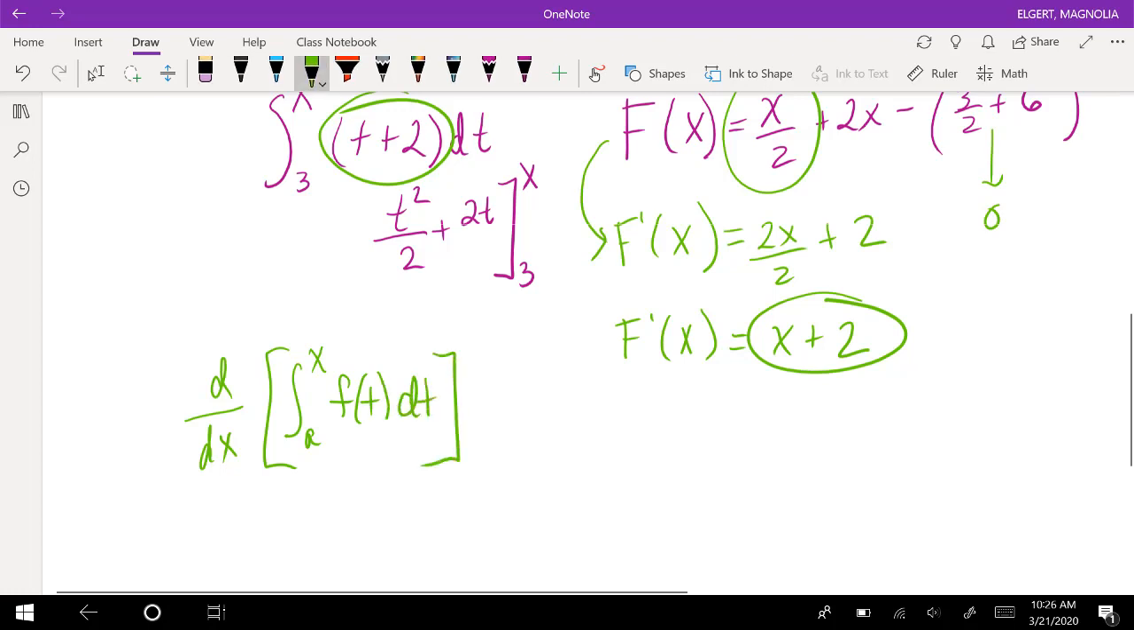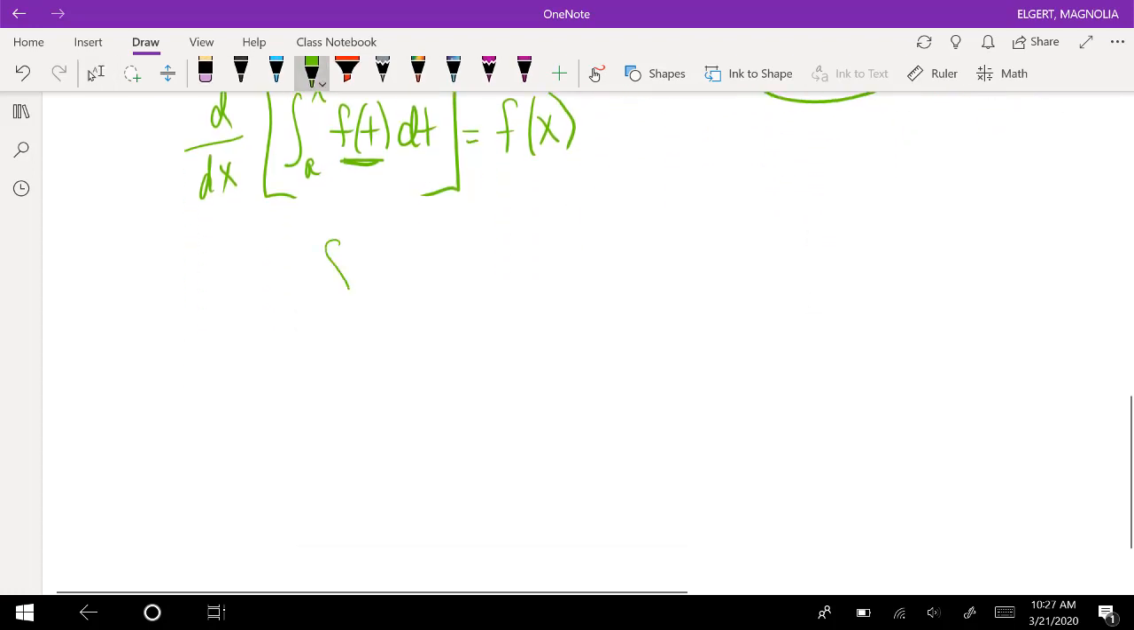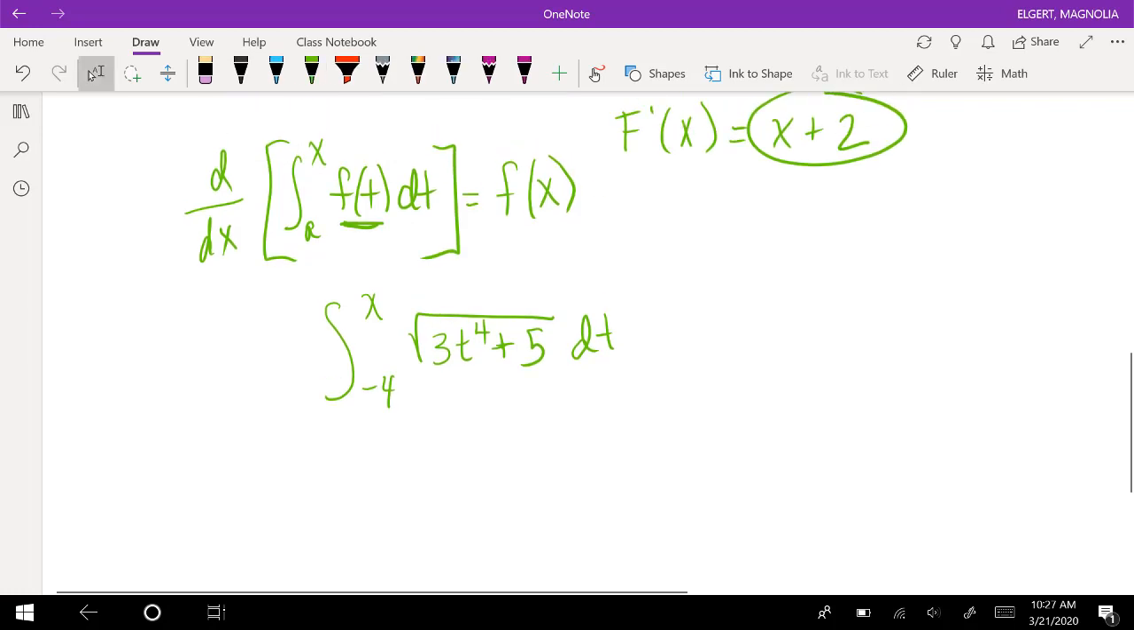If I do the integration and then I take the derivative, I get the function back. This function, I get it back, but in terms of x. That's what happens. So you could do this with lots of different functions. Like if I'm going to go from -4 to x of the square root of 3t to the 4th plus 5 dt, I could find the antiderivative of this and then take the derivative, or I know the second fundamental theorem.